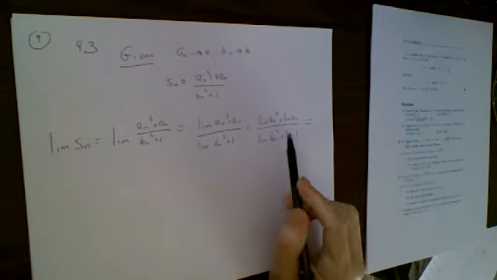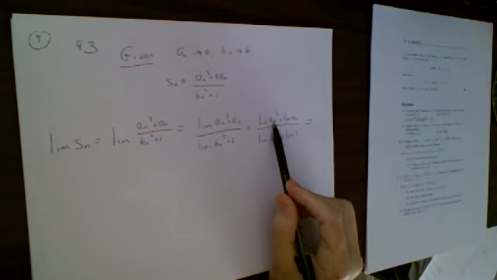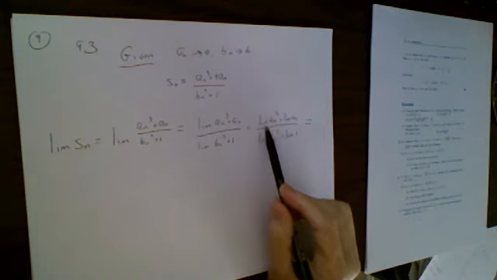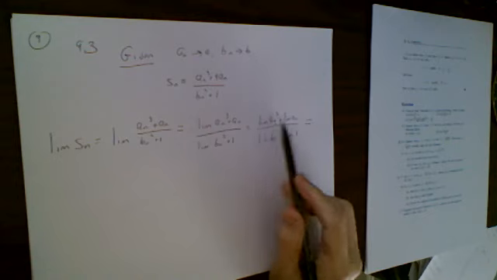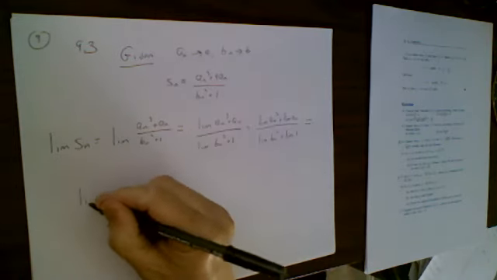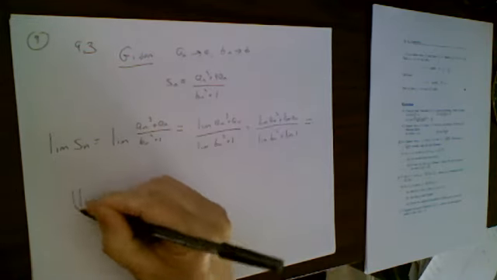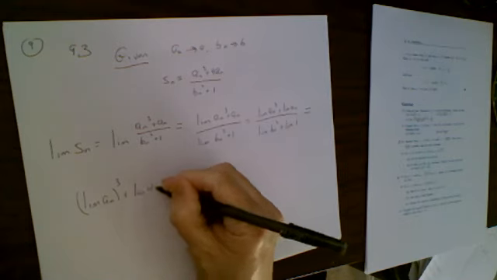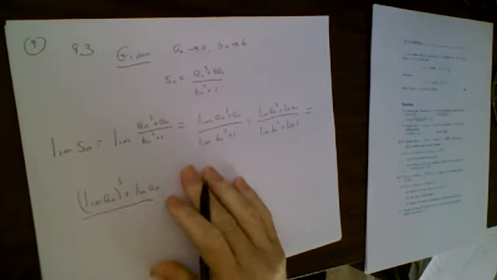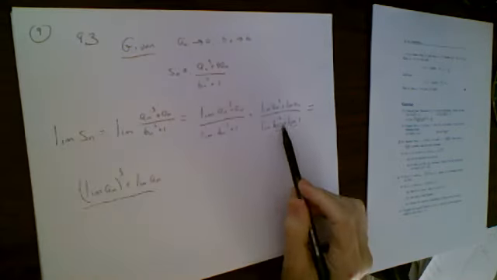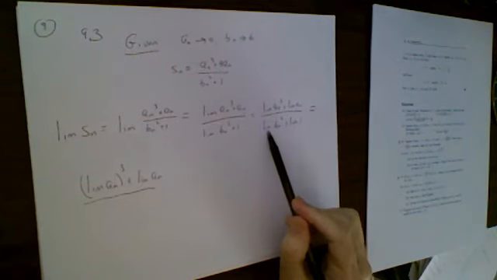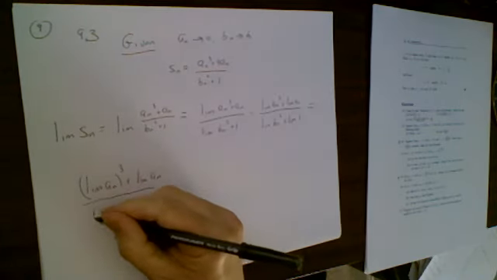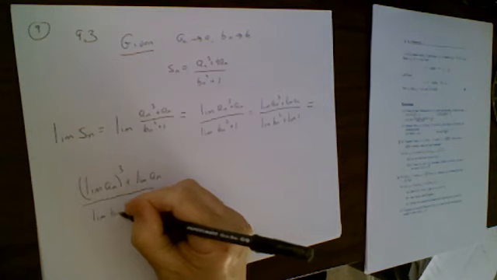Now, this is a product, a sub n times a sub n times a sub n. The book says that the limit of this product is the product of the limits. So, 3 copies of this limit. This is a product. The book says the limit of the product is the product of the limits.